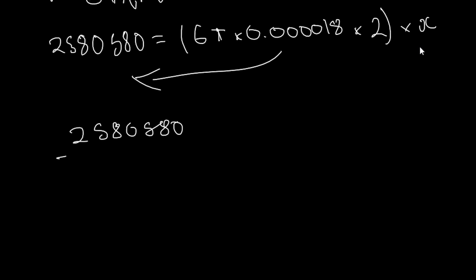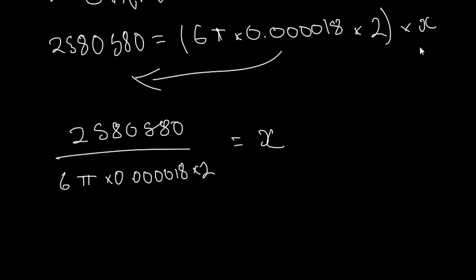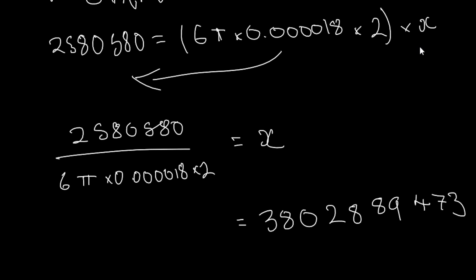So we get 580 over 6 pi times 0.000018 times 2 equals x. Put those values into your calculator and you get 380288947 meters per second.